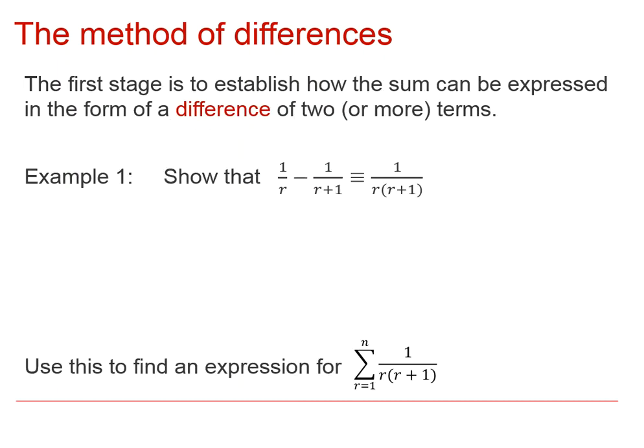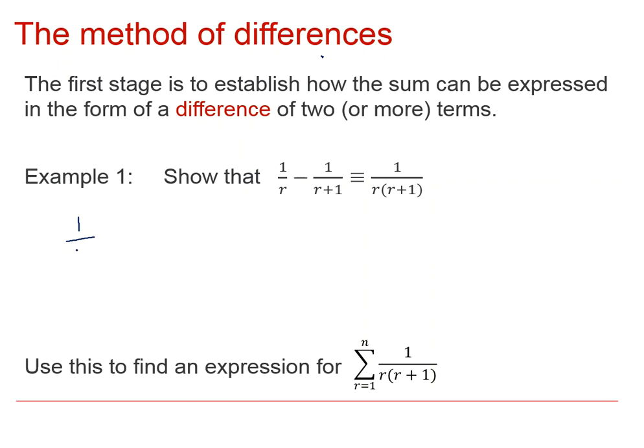So here's an example of a question. The first stage is working out how your sum can be expressed as a difference of two or more terms. So that's something with a subtraction in it. In this particular example, the first thing that we're asked to do is to show that 1 over r minus 1 over r plus 1 is identically equal to 1 over r times r plus 1.